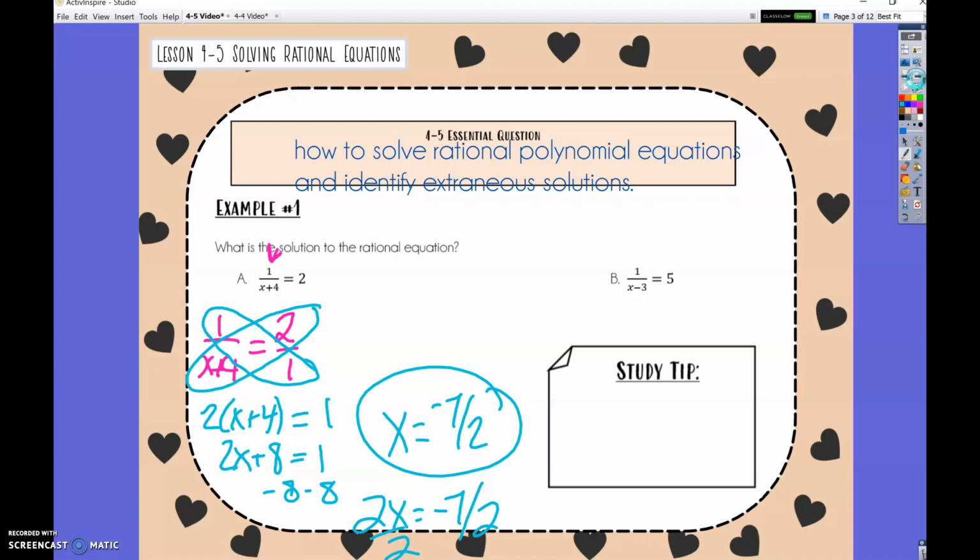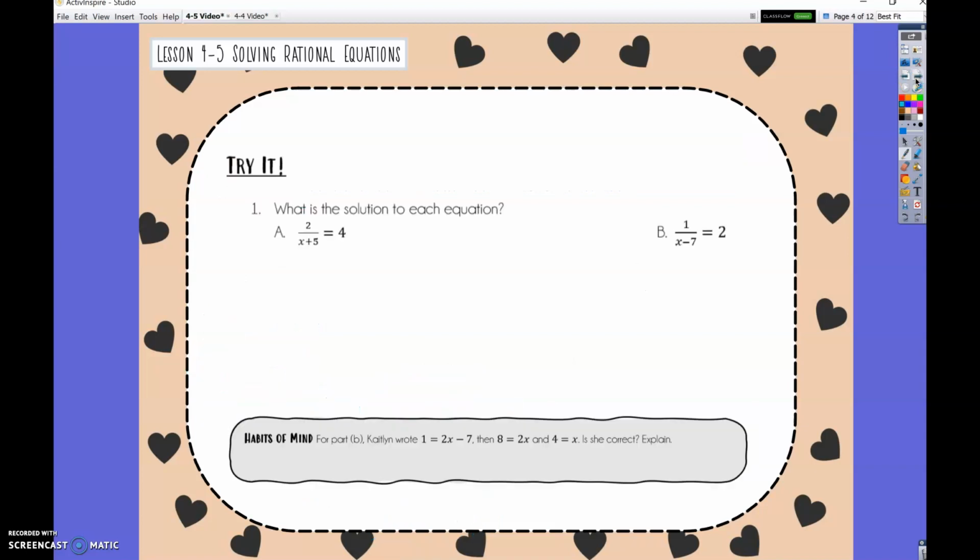I'm going to go to the try it and look at another way you can solve these. So again, you can do that cross multiplication. I'll go ahead and do one of those in a minute. But another thing you can do is get a common denominator. So in this case, normally 4 is over 1 here. Well, if I wanted to get a common denominator, I would need to multiply by x plus 5. And whatever I multiply the denominator by, I'd need to multiply that numerator by it.